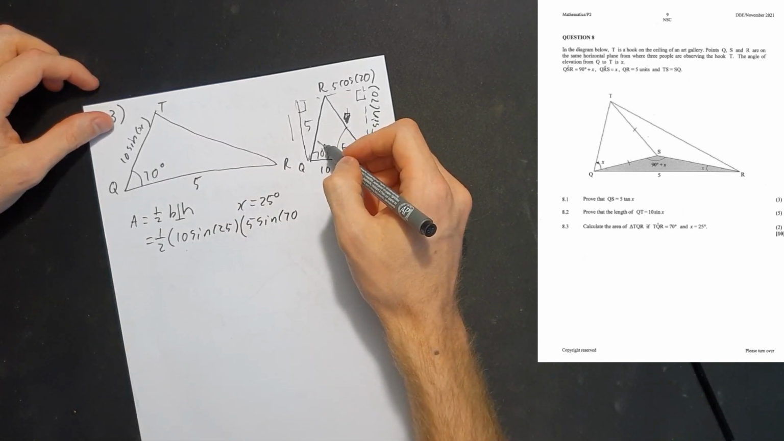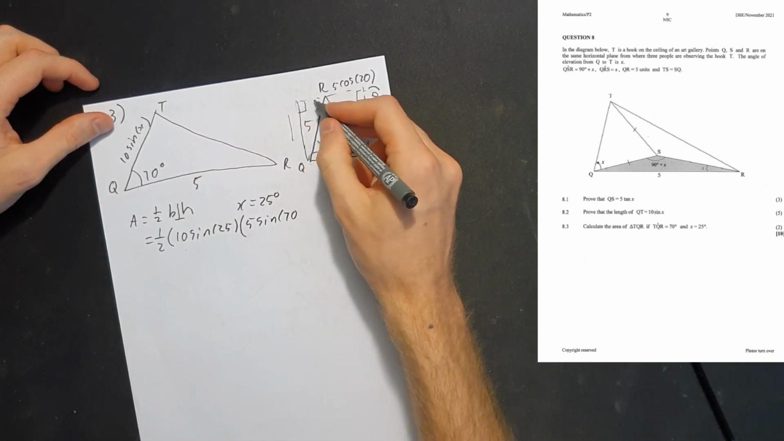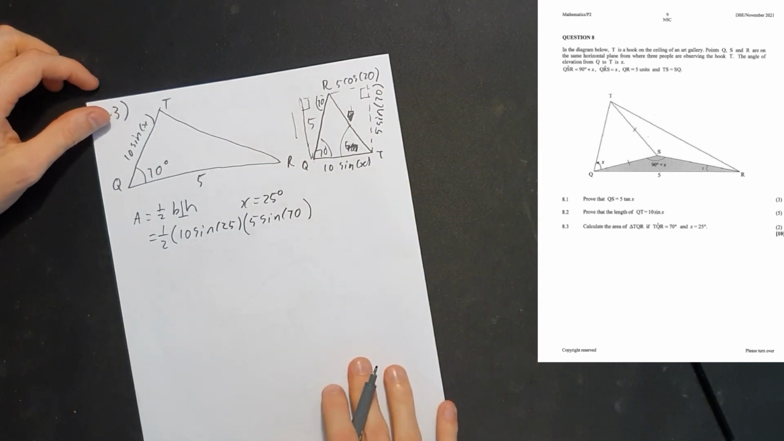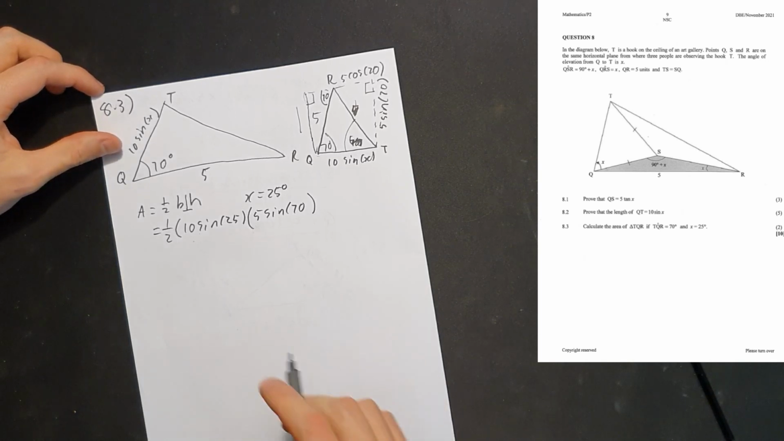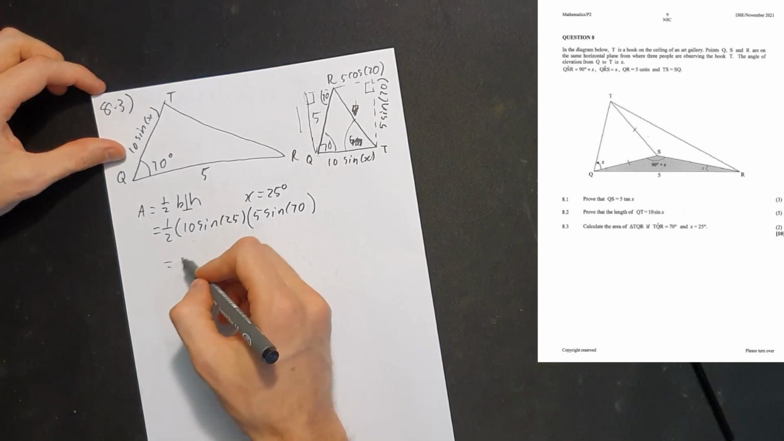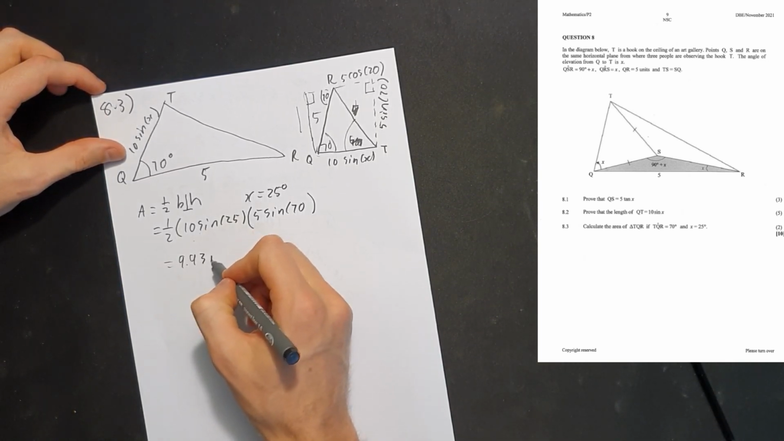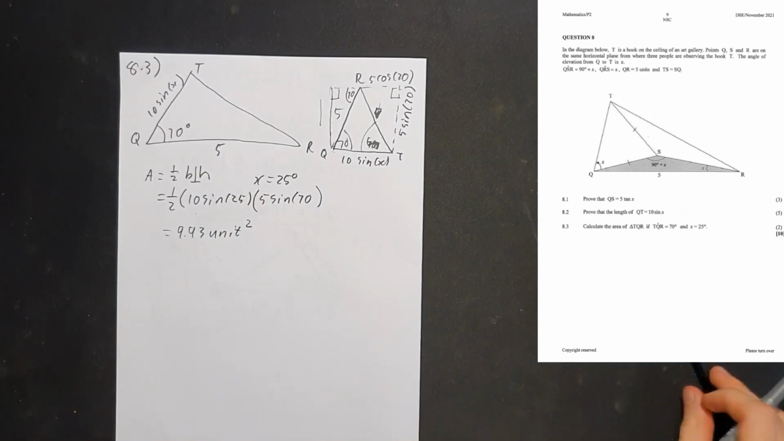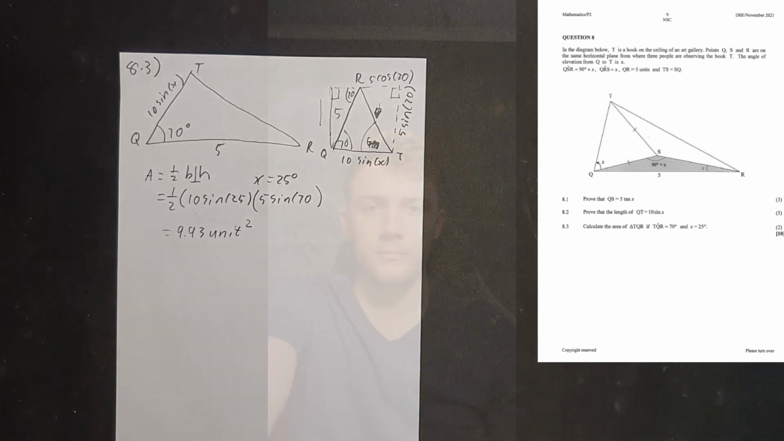Because if you follow this, then this here becomes 70. And if you then plug that into your calculator and sort it all out, you're going to get an answer of 9.93 units. But remember, they want area, so it must be units squared. Okay, and that's how we go about doing this question.